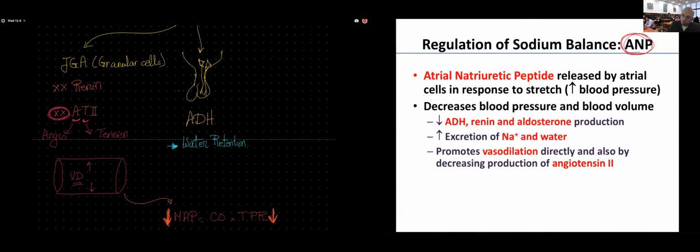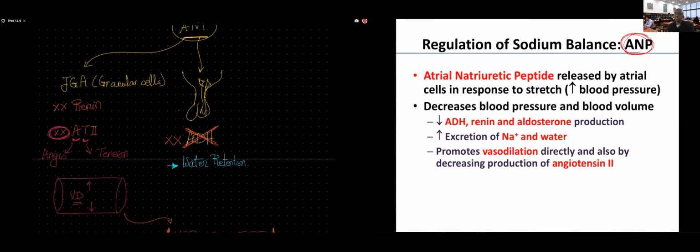So the effect here of ANP will be to inhibit the release of ADH. If I don't have ADH, what's going to happen to the water that I would be retaining under the effect of ADH? Would I still retain it, or will it be released out in the urine? What do you think? Released out.